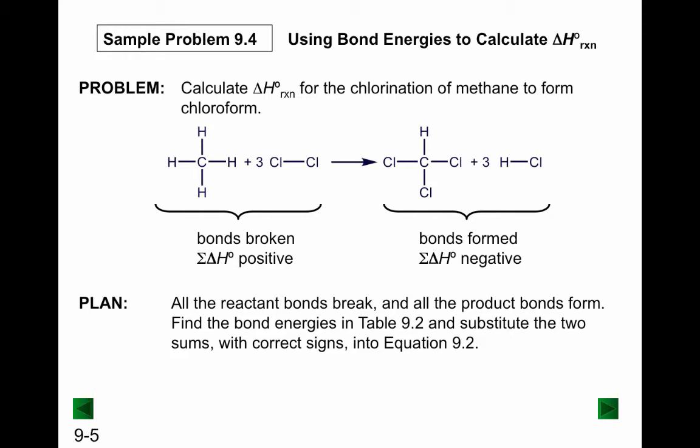Remember, we have to break all the bonds in the reactants and make all the bonds in the product. Take the number of bonds either broken or made and multiply it by its bond energy. Add up all the energy associated with the bond breaking and add up all the energy associated with bond making, and subtract the energy associated with bond making from the energy associated with bond breaking. Please try to work through this problem on your own before moving on to the next slide where you can check your work.